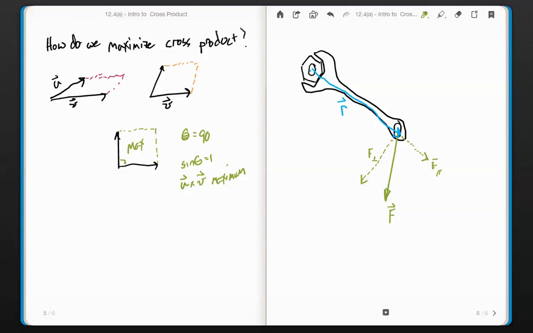Now, is F parallel going to cause us any rotation at all? No. The only component of F that's going to cause me rotation is the perpendicular component right here. So if I do the right hand rule, I do R cross F, right? So I do R cross F.